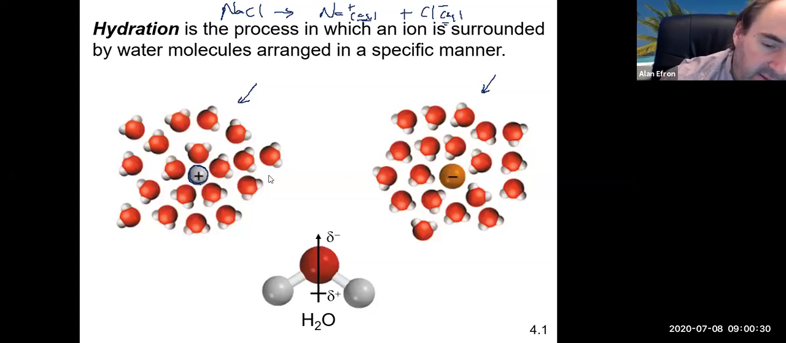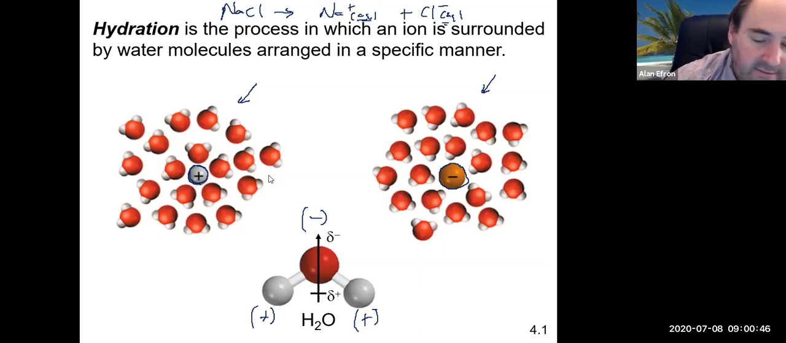Our chloride, for example, our negative ion, also gets surrounded by water, but it gets surrounded by the hydrogen side of water, which is more positive. So the positive side of water will surround the negative ion. And it really does two things. This is really what happens when something dissolves.